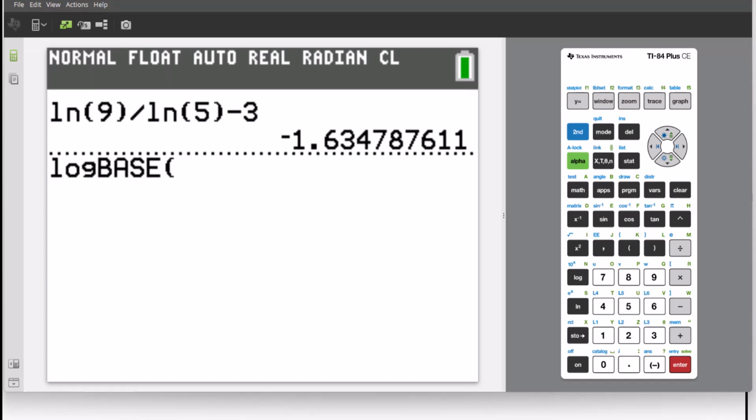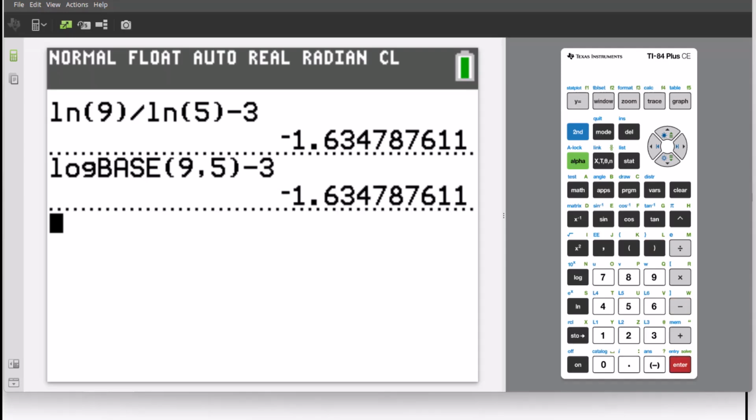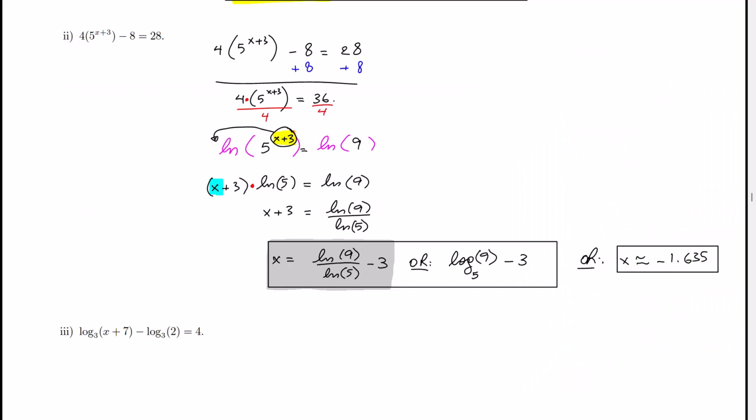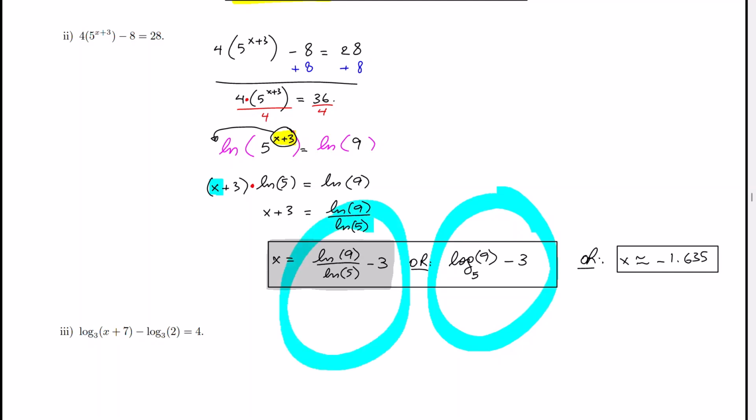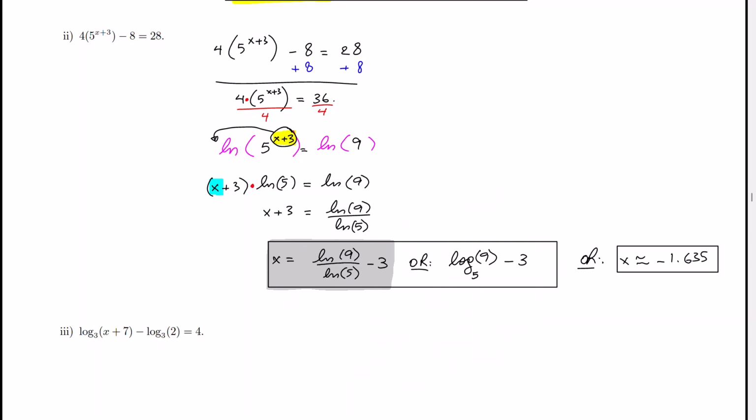So for me, I would type in log base 5 of 9 like this. I would type in log base 5 of 9 as 9 comma 5. So I would type in the argument first, then the base, then I close with minus 3. And if I do that, you see I get the same solution. So I'm just showing you that it's okay to convert from ln notation to logarithm base 5 notation. It's not a problem. This is all going to be the same.